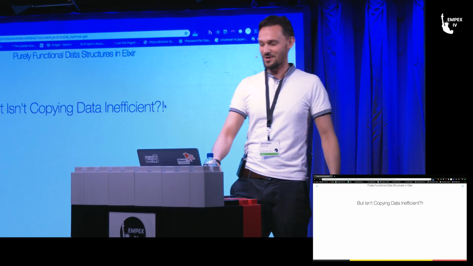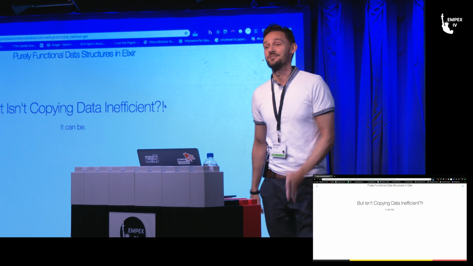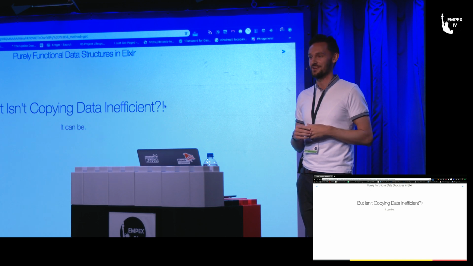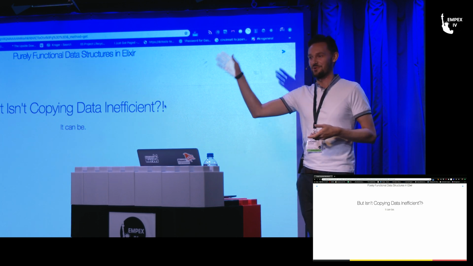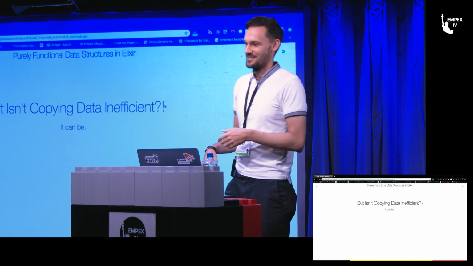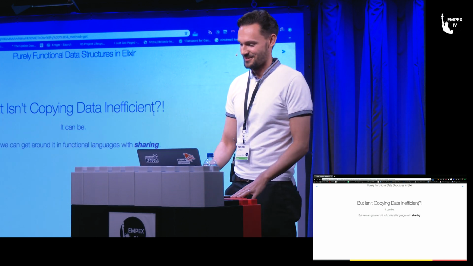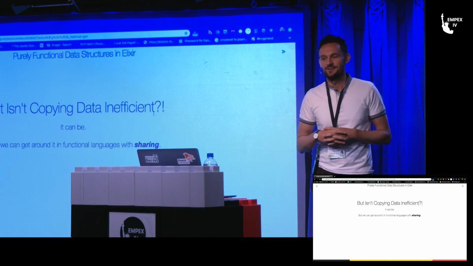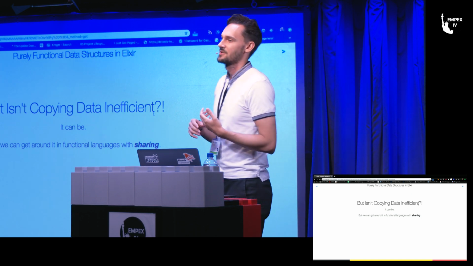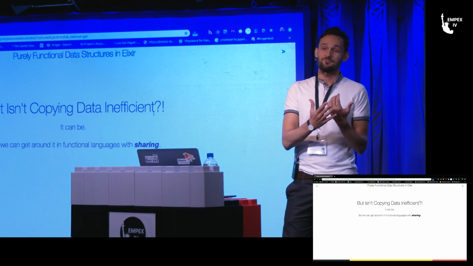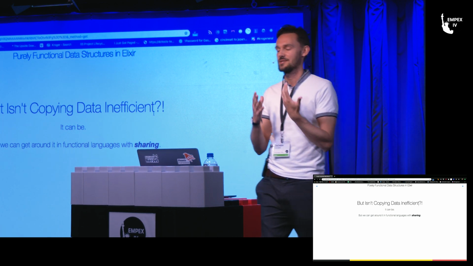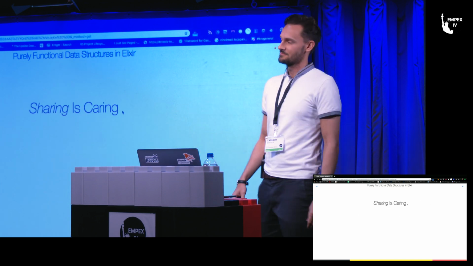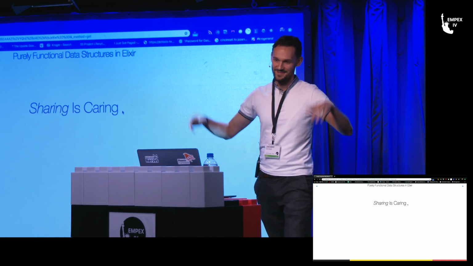So the truth is, copying data can be inefficient, right? For example, what if you want immutable data in JavaScript, and you just copy all your objects everywhere, and that's how you get immutability? That's probably not very good. In functional languages, we use a technique called sharing. Sharing is what allows us to get immutable data structures while keeping the copying to a minimum. All right, so sharing is caring, yay!